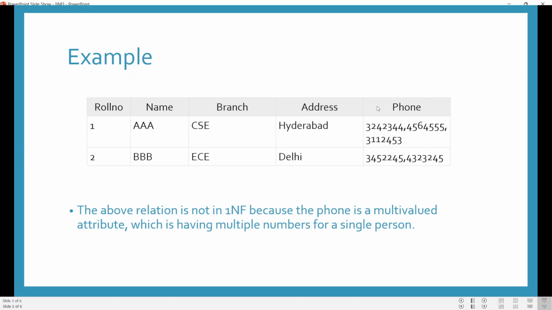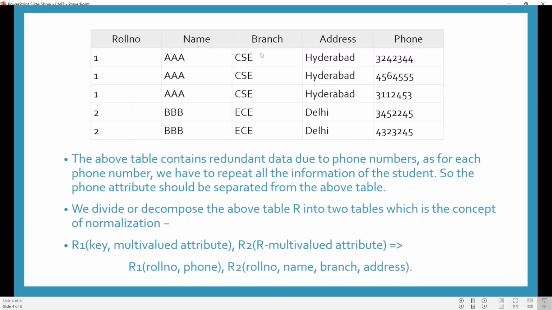That is, from the original relation you separate out the multi-valued attribute, and you form another table with this multi-valued attribute and the key attribute. So you get two separate relations: one with the key attribute and the multi-valued attribute, and the second being the original table minus the multi-valued attribute, with roll number, name, branch and address. We call them R1 and R2. R1 is the first relation, with the key attribute and the phone number, and R2 consists of all attributes except the multi-valued attribute.